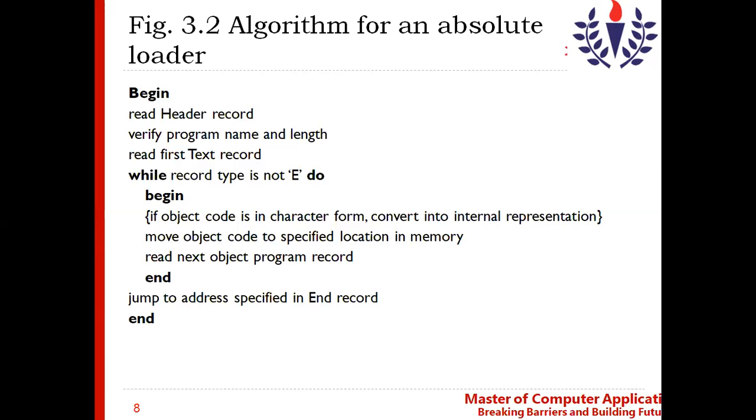As I have already told you, in the end record we could see the first executable address, the address where the program has to start the execution. That address is available in the end record. So jump the control to the address specified in the end record, and it starts the execution. So this is how the absolute loader works. It deals with the object program in such a way that it is able to load and start the execution.